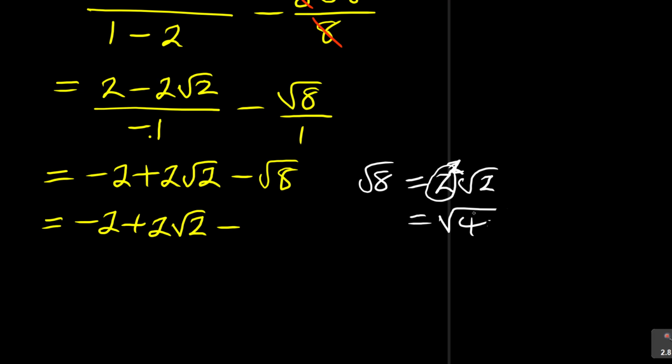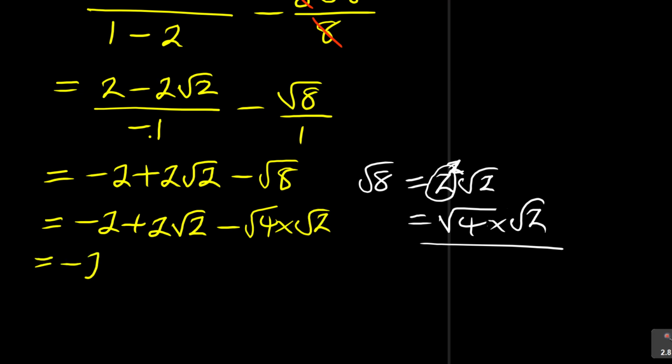So when you see the 2 squared, you square it to get square root of 4 times square root of 2. This is the 2 root 2. So in here you're going to say square root of 4 times square root of 2, which is equal to minus 2 plus 2 square root of 2, alright, and then minus 2 square root of 2.